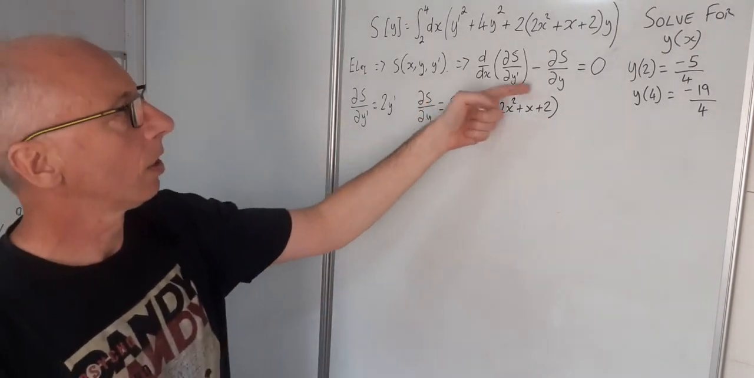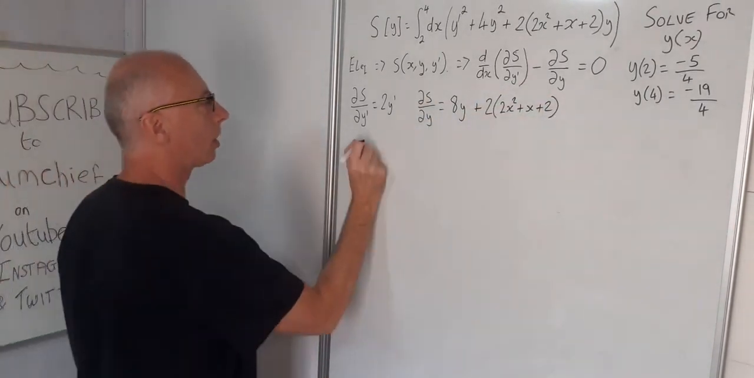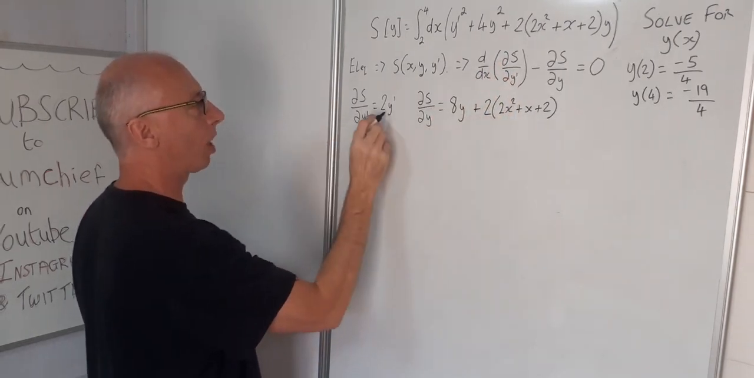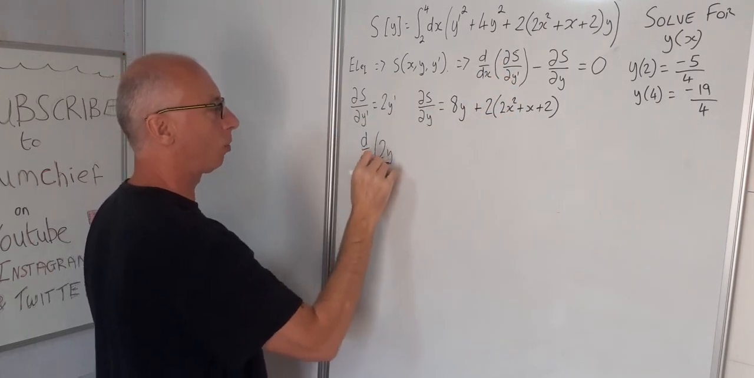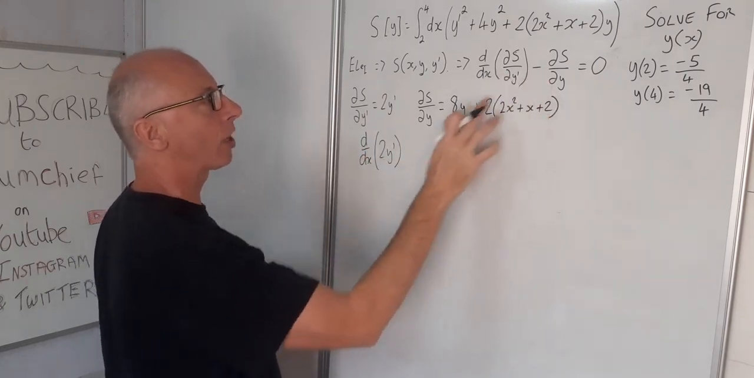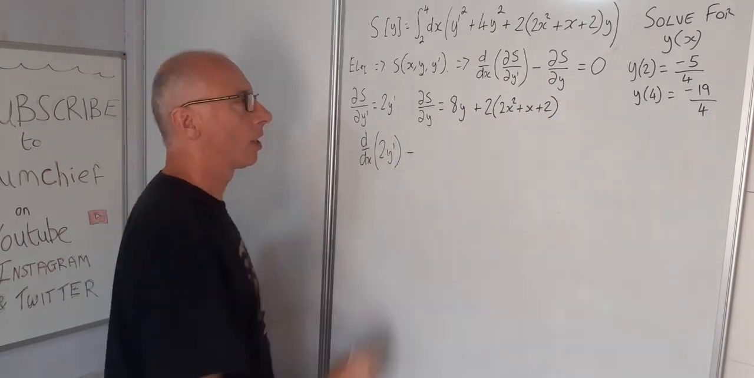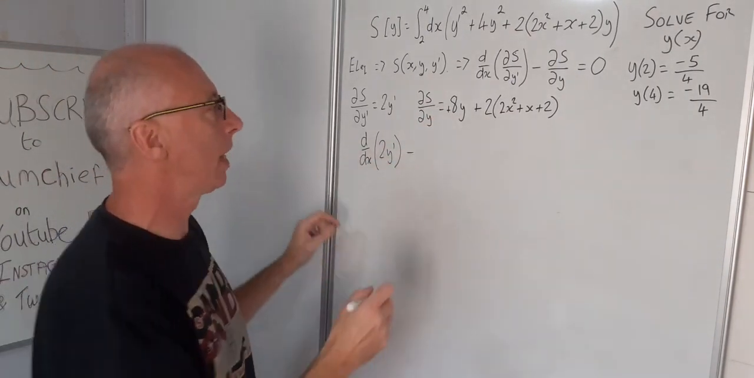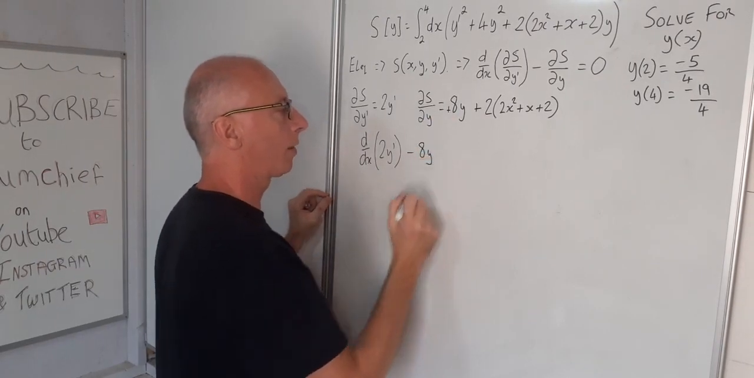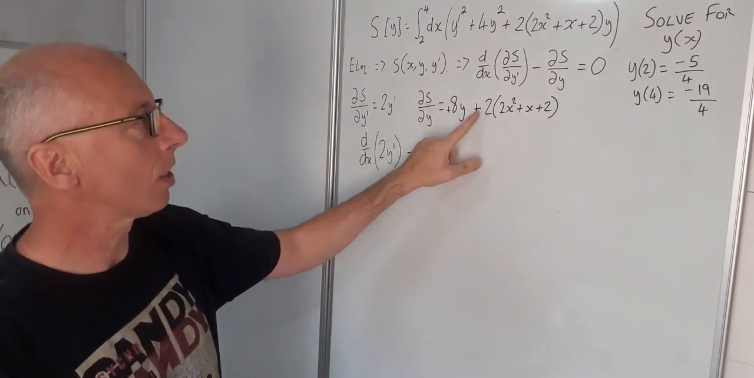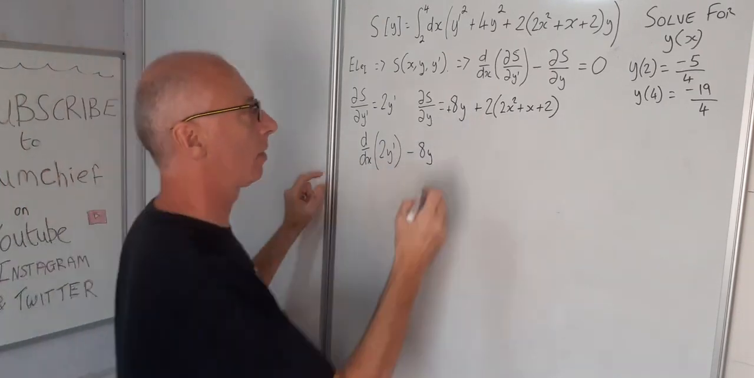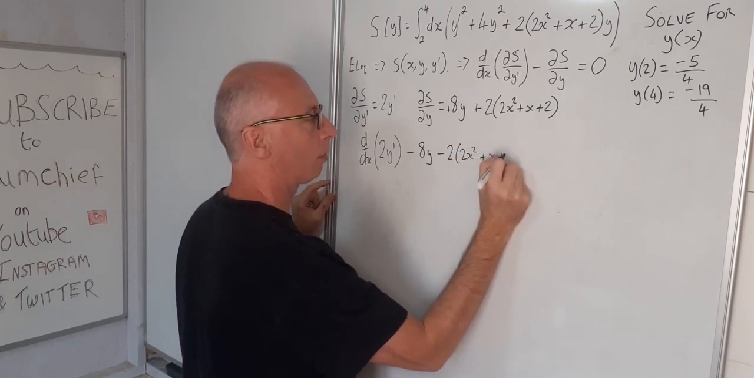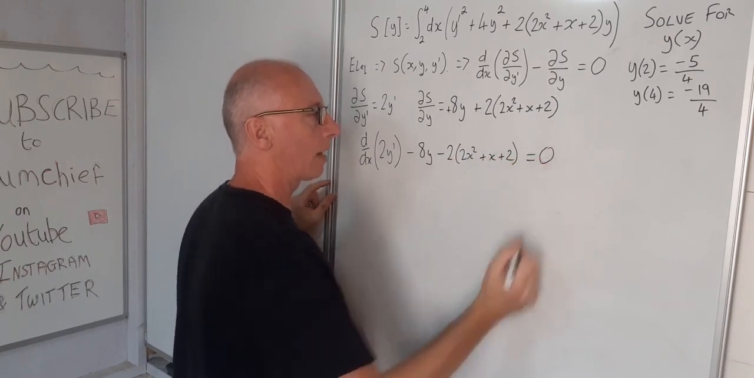So now we can just continue with this Euler Lagrange equation. This partial with regards to y prime, that's this one. So we just bring the 2y prime down and then subtract the whole of this one. As we're subtracting, this positive is going to become a negative. So minus 8y. And then we're going to subtract again, so this positive will now become another negative. So minus the quantity 2x squared plus x plus 2. And then we set that to 0.